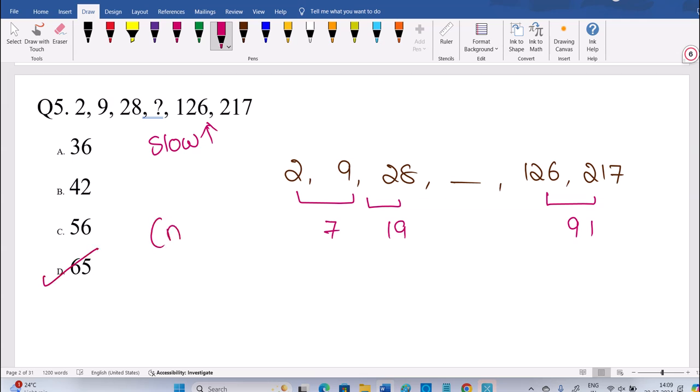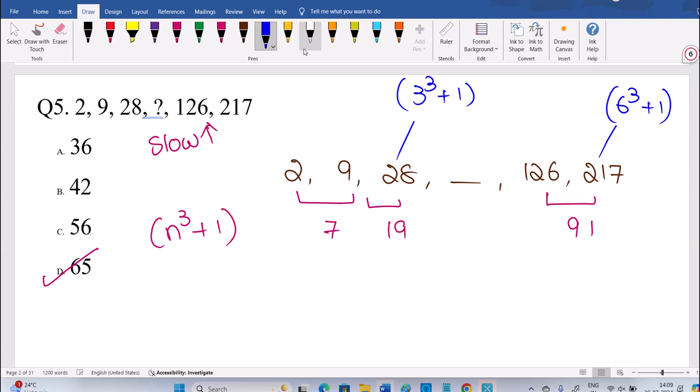It's n cubed plus 1. This is 3 cubed plus 1, 6 cubed plus 1. You recall number series; we already gave logics in the concept: squares, cubes, and how to identify cubes. If you observe any number in the range of 210 to 230, you have to immediately think of 6 cubed. So when you see the number 217, you should get 6 cubed in your mind and think about cubes. Cubes are very dangerous. You don't get that logic easily in the exam.